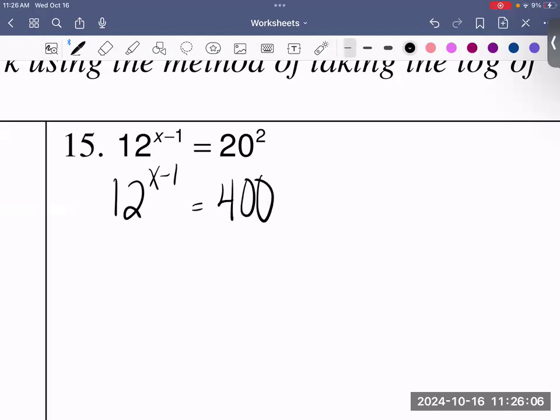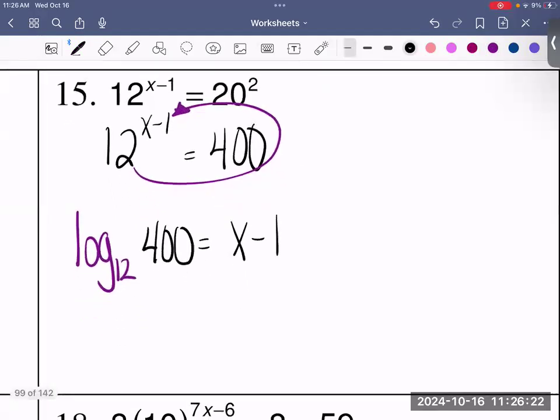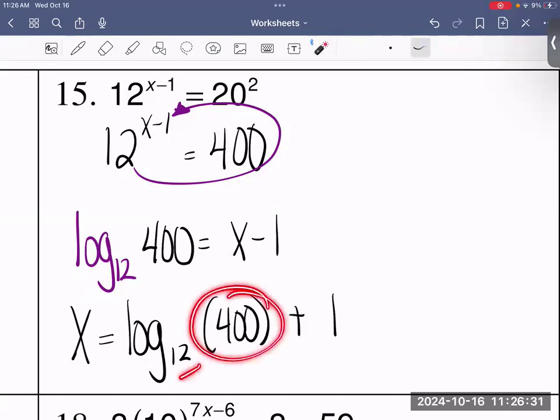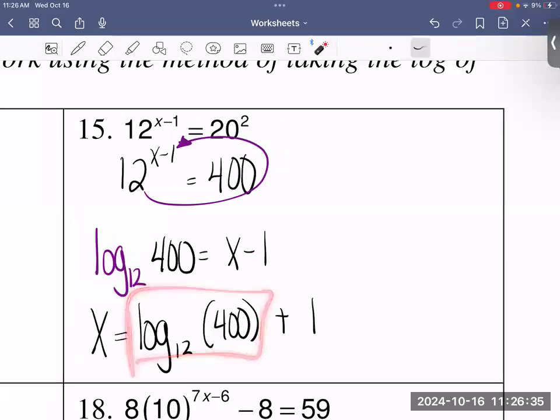Now again, we can use the swoop method or just write the log of the equal base. So we first write log base 12 of 400 is equal to x minus 1. Add 1 to the other side. So x is equal to log base 12 of 400 plus 1. And again, it's not 401 and then your log base. This is your number.